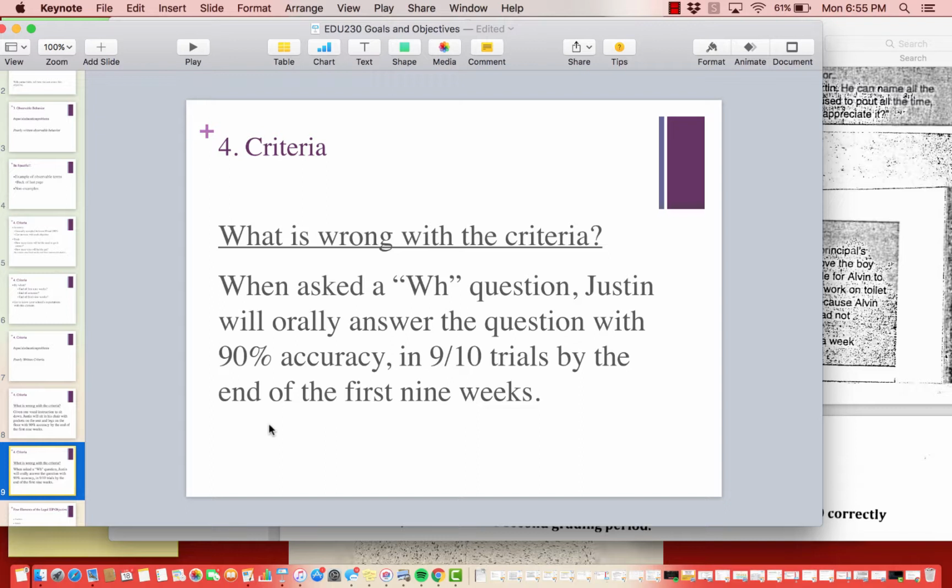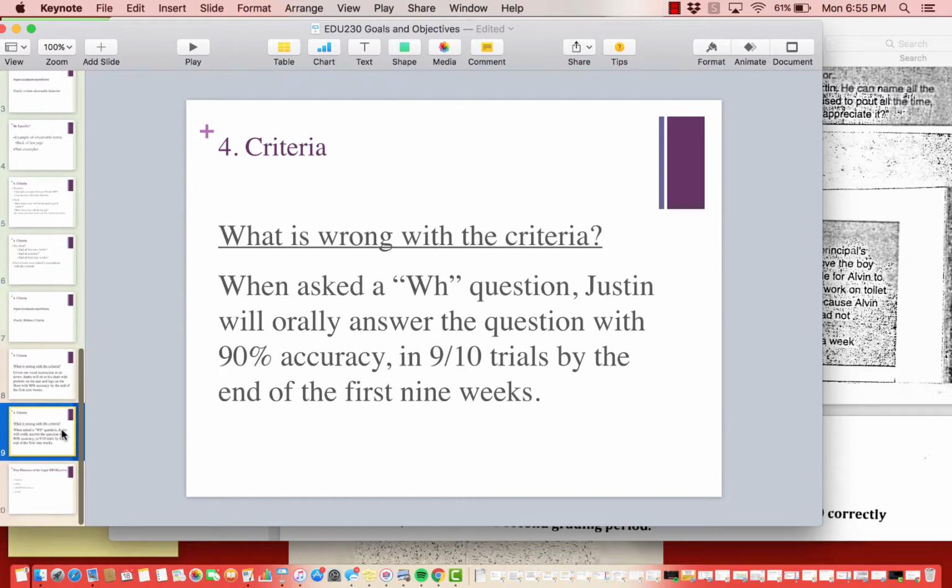But the true issue with this particular criteria is that when you're asking a question, where are you from? How do you answer that 90%? Right? What's the answer in which you would give him a 90%? For the most part, it's right or wrong. For the most part, WH questions are right or wrong. So 90% is just awkward. It's almost better to say, he'll answer it correctly or incorrectly no more than one time, or answer it correctly 9 out of 10 trials. So that 90% accuracy doesn't make sense here.